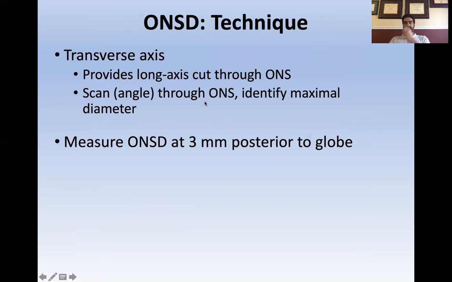The first approach, again, is the transverse axis to the eyeball, which gives you a long axis cut through the optic nerve sheath. And what you do, like was pictured in that first image there, transverse approach, you want to go sort of high in the orbit, and you're going to increase your depth to visualize the optic nerve sheath, and just angle very subtly anteriorly and posteriorly to make sure you're getting the widest diameter of the optic nerve sheath possible. Okay, you're going to freeze it. You're going to measure posteriorly from the vitreous into the optic nerve sheath about 3 millimeters, and you're going to measure the diameter at that level.